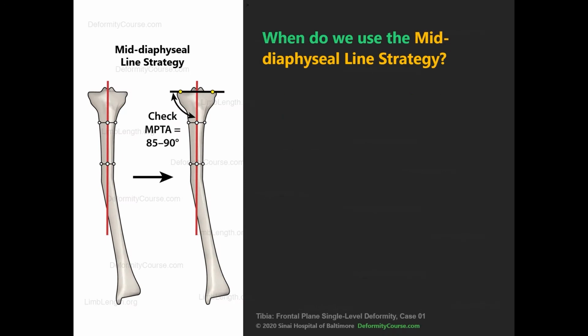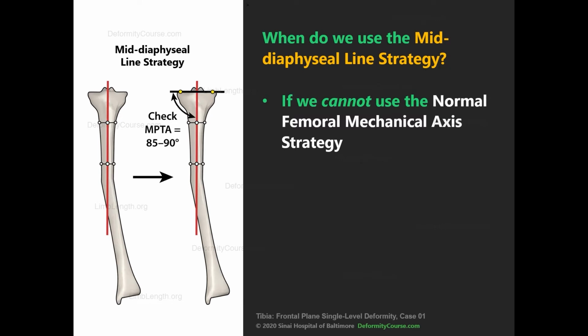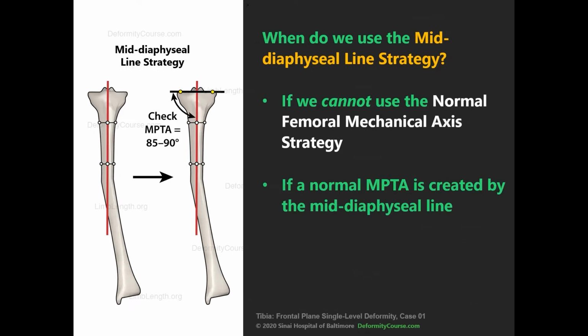So when do we use a mid-diaphyseal line? Well, we can only use it if we cannot use the femoral mechanical axis proximally, so if the femur is abnormal, and if a normal MPTA is created by the intersection of the joint line and that mid-diaphyseal line.